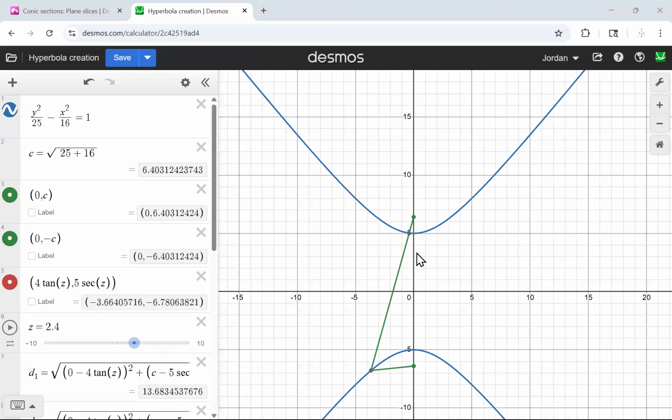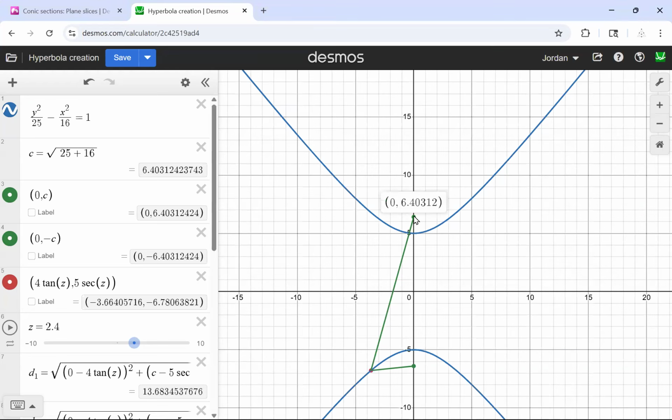So here I have a hyperbola. This one in particular is y squared over 25 minus x squared over 16 is equal to 1. And notice that because the y is positive, it's pointing up and down, so pointing in the y direction.